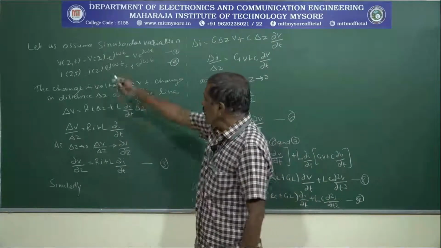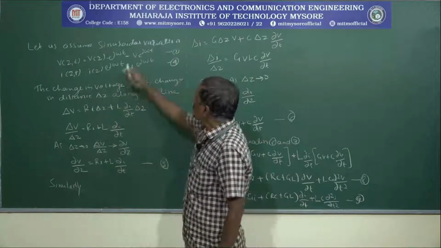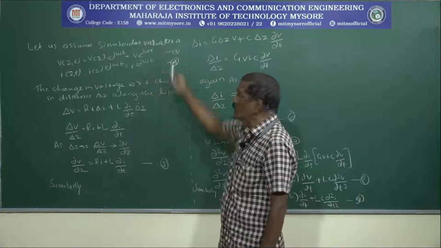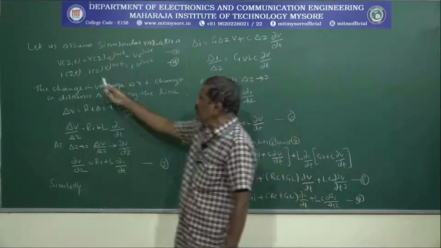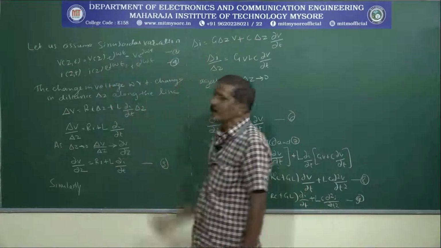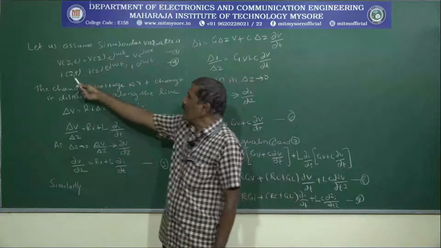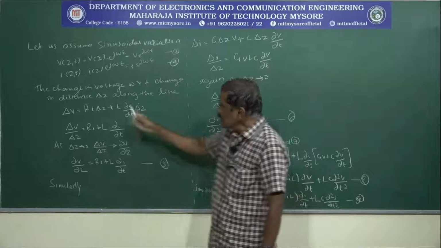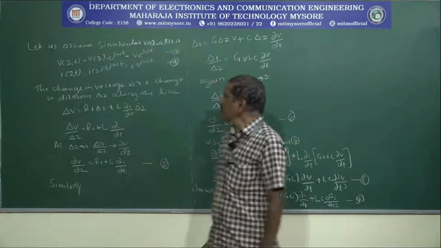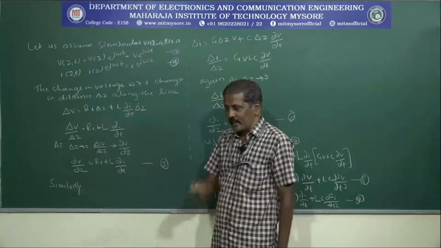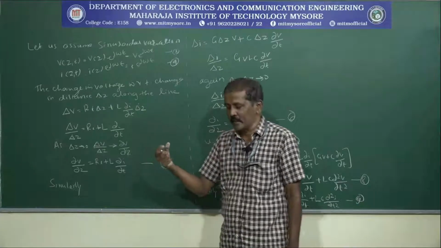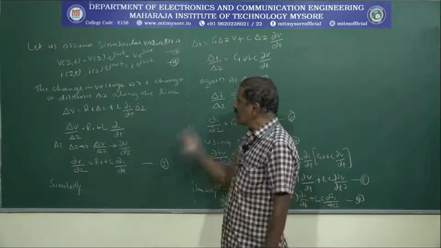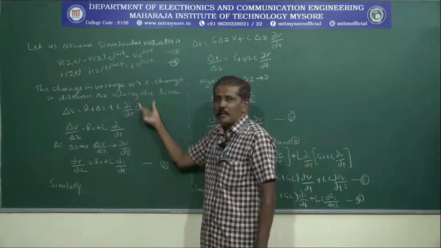So, for this purpose let us assume the signal has sinusoidal variations. Then the voltage is given by these particular equations and the current is given by these equations. Then the change in the voltage with respect to the change in the distance, as the signal is transmitting through the transmission line, the voltage changes as the distance changes. So, that you have to calculate.